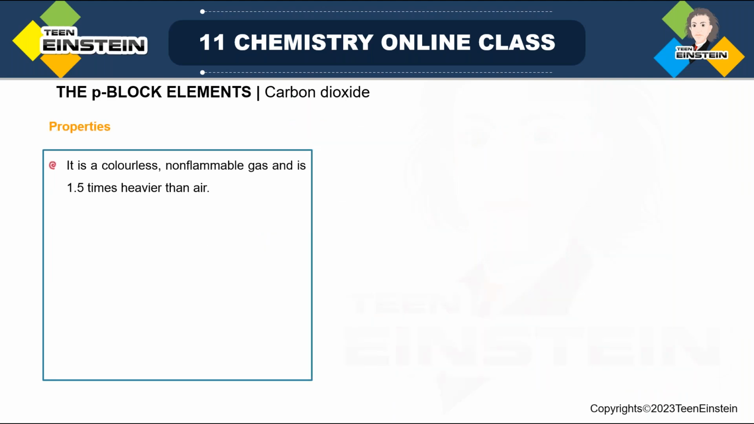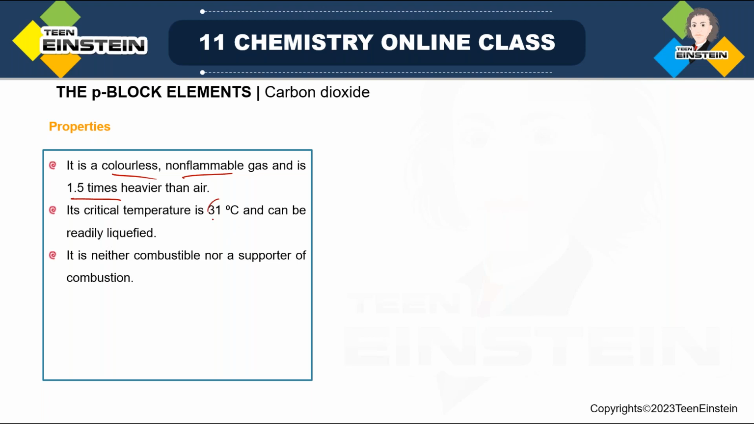Now we will start properties of carbon dioxide. If we consider the physical properties, it is colorless, non-flammable, so it will not support the burning process, and is 1.5 times heavier than air. Because of this particular property, it can be used as a fire extinguisher. As it is heavier, it can remove oxygen, and when oxygen is removed and that place is taken by CO2, the burning process will be inhibited. That is why it is not a supporter of the burning process.